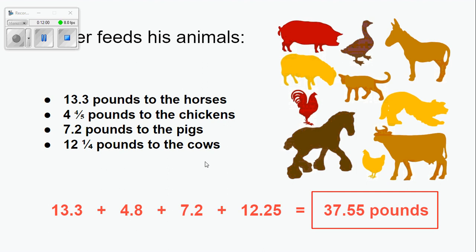All right, well, 13.3 plus, and you can see I'm just converting them to decimals. 4 and 4 fifths is 4.8. 7.2 is already a decimal. And 12 and 1/4 is 12.25. So we get 37.55 pounds.